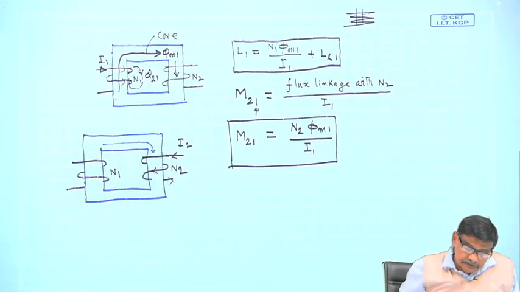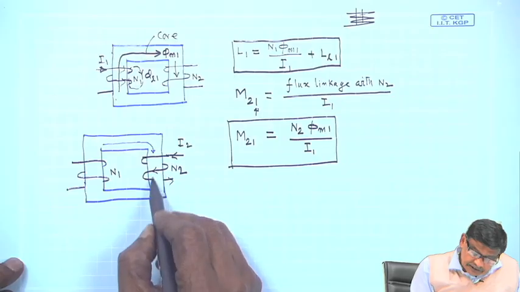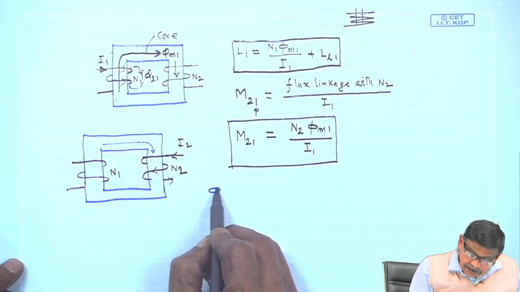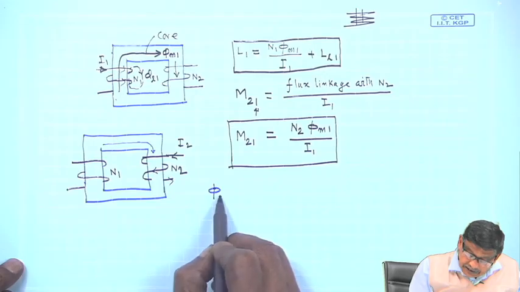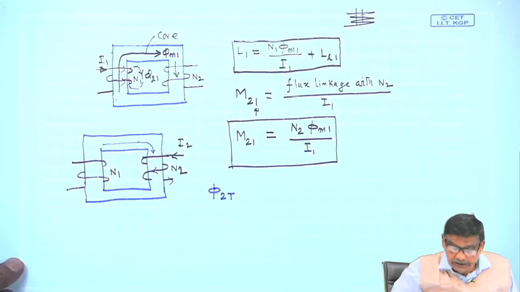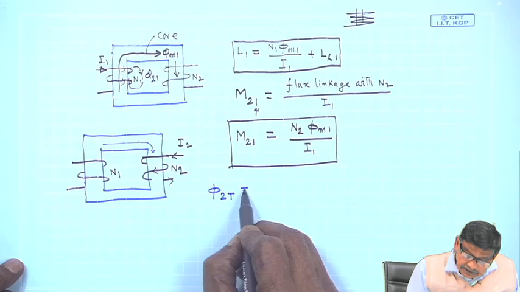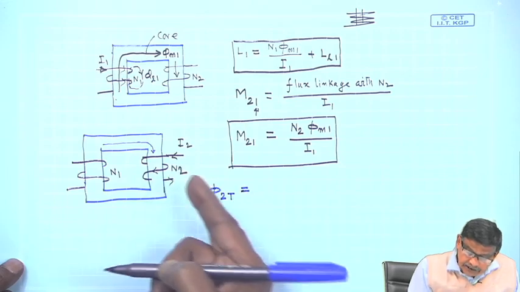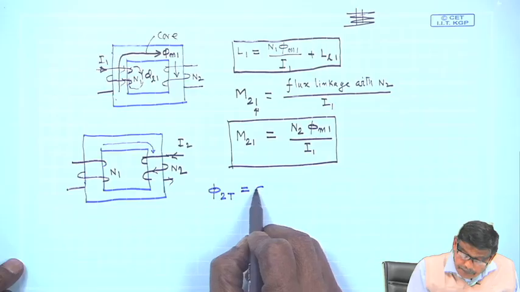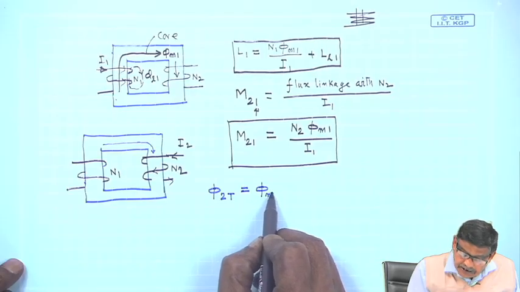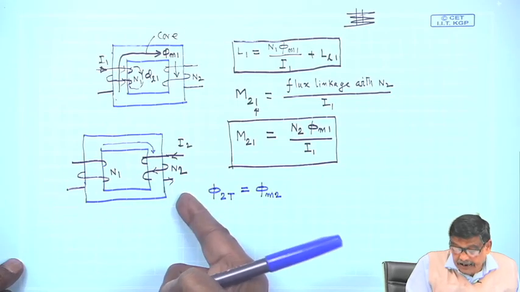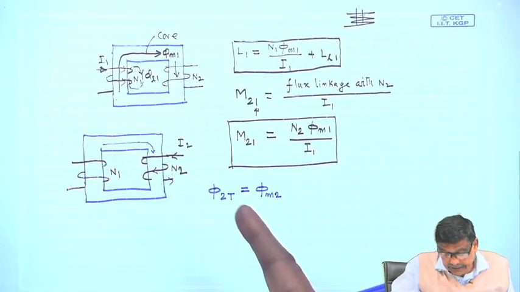is it not, and this flux, once again the total flux created by the secondary coil, second coil, I will write it as phi 2T, and it in the same way can be broken up into two terms. One is the mutual flux phi m, and this time I will write 2 because coil 2 is carrying current and it has created the flux.